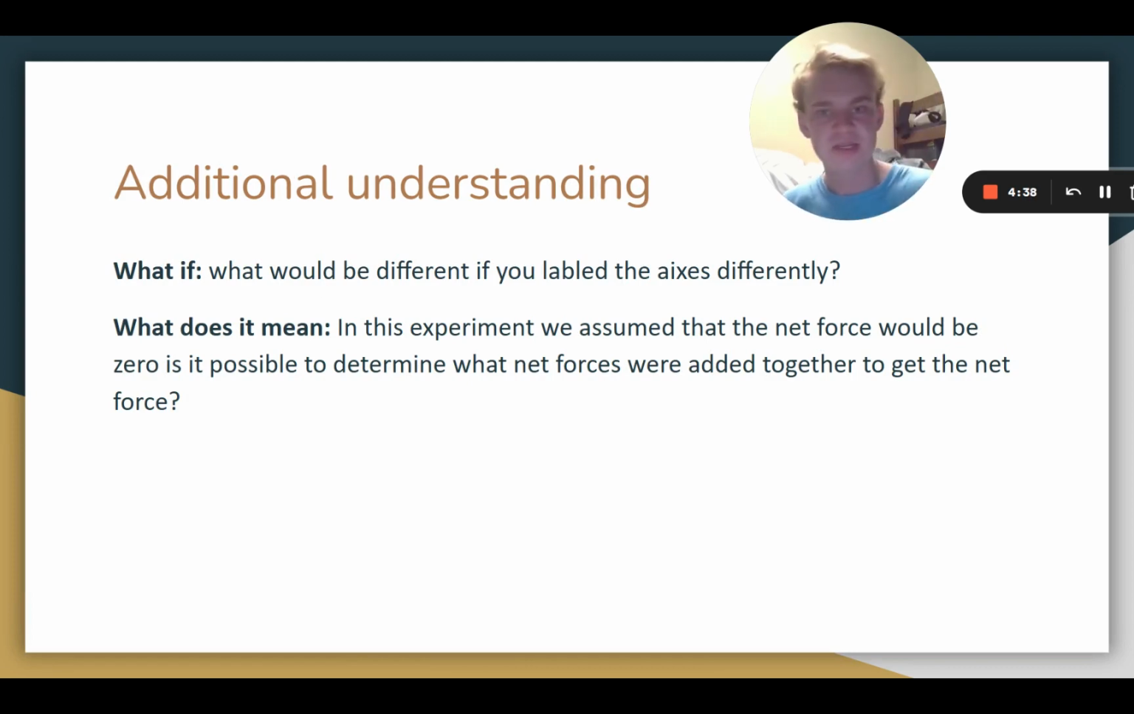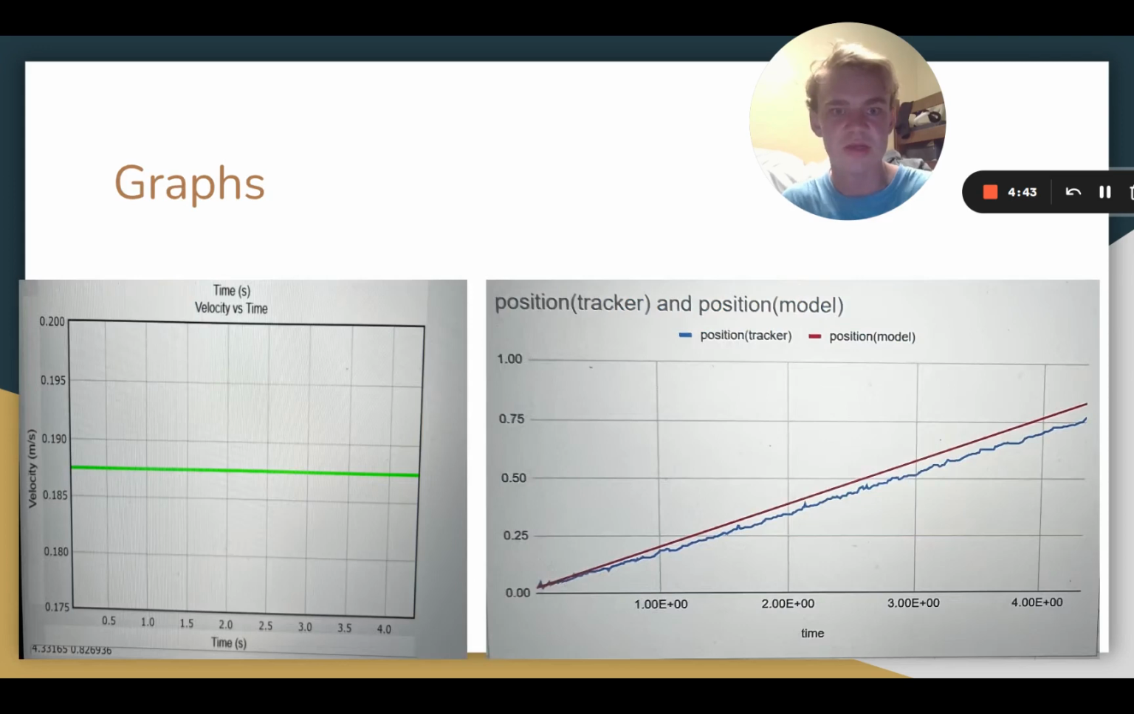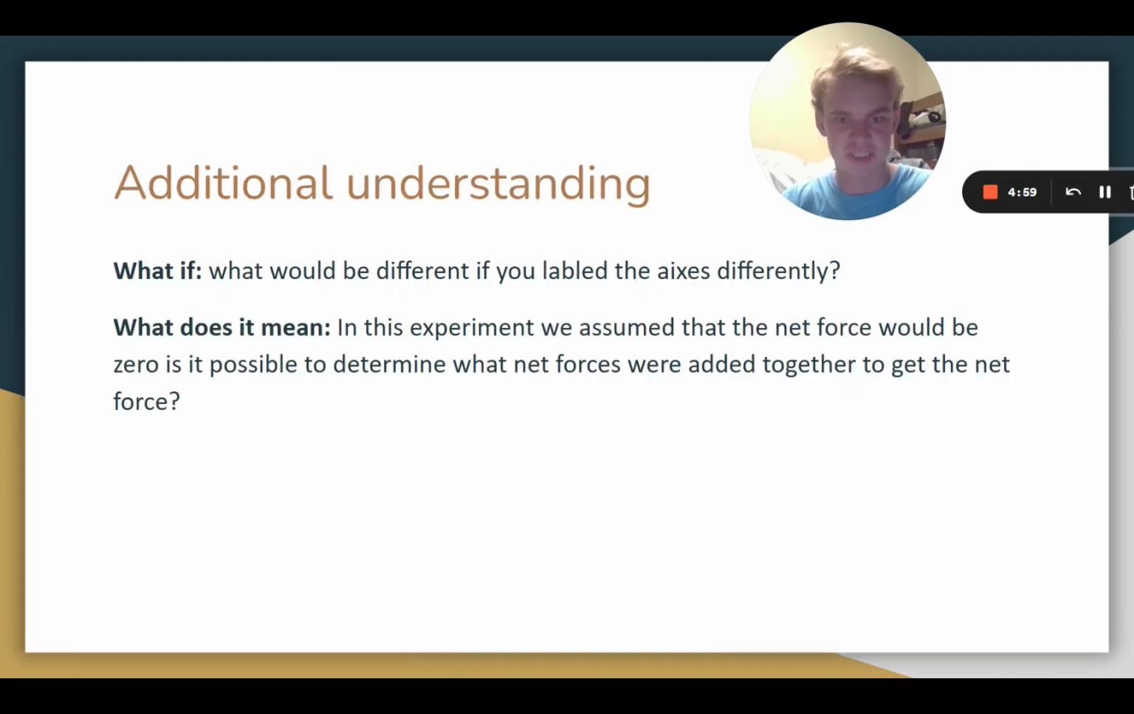And so for the initial understanding questions, what would be different if I labeled the axes differently? Nothing would change with the magnitude, with the relationship between these two. So the magnitude of the slope, the velocity, would stay the same. It would just be negative. So it would start top left and end bottom right. They would have the same relationship of change in position over change in time.